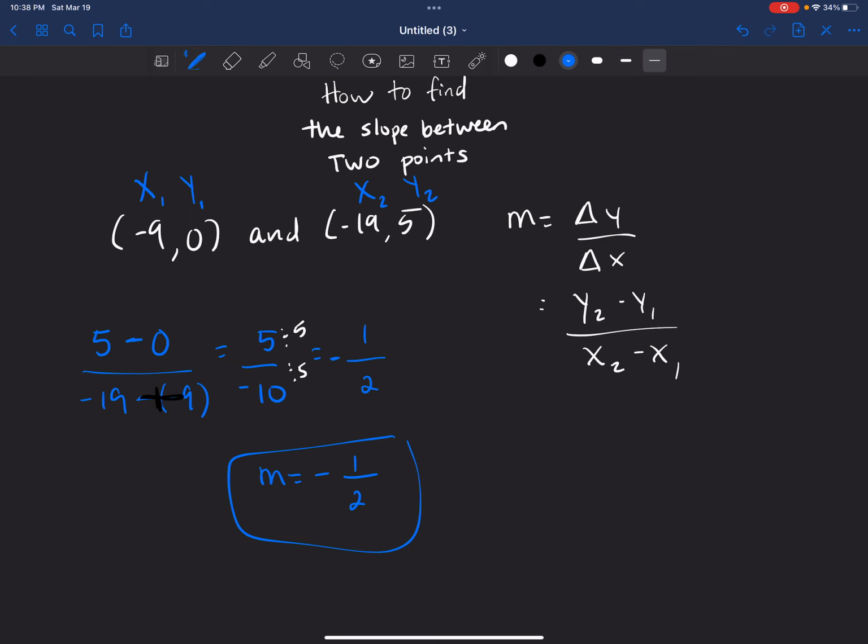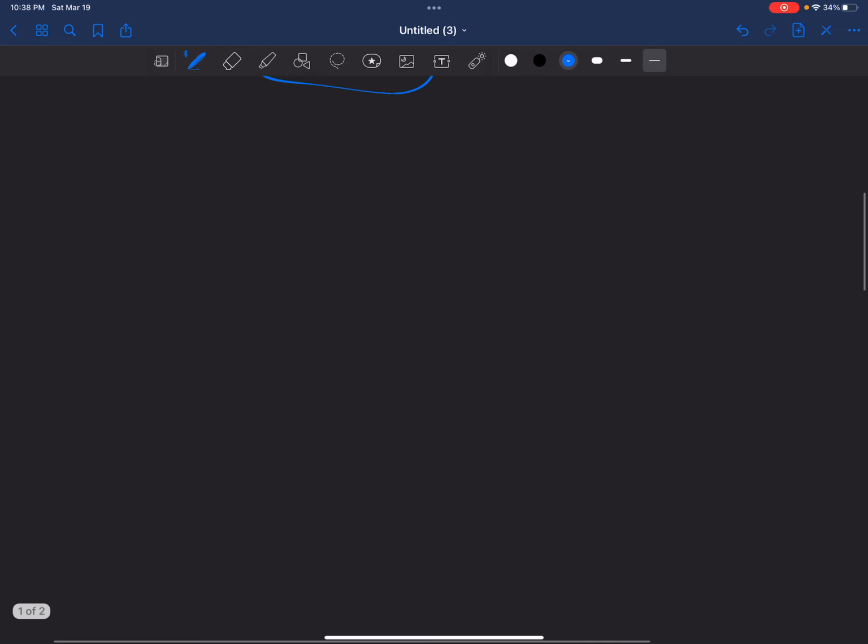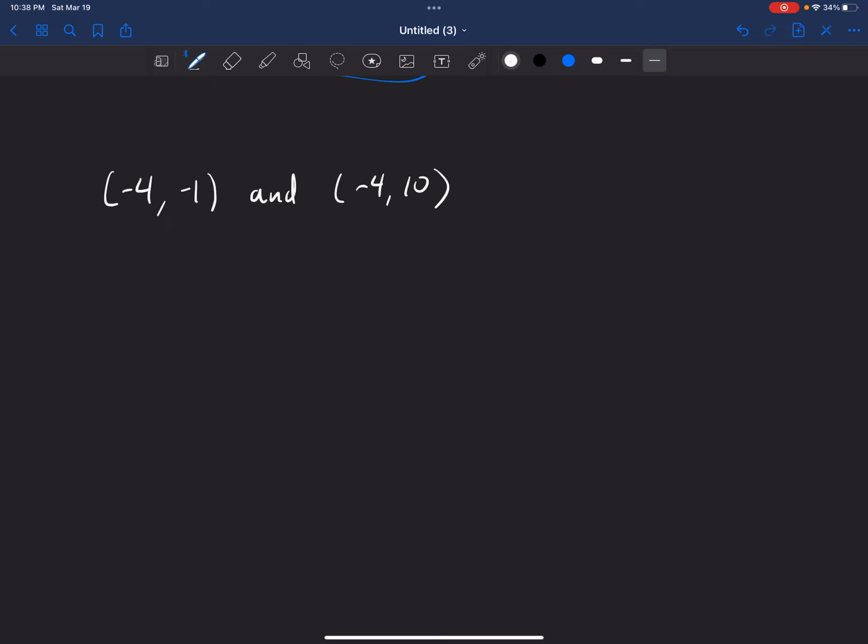Okay? All right. Let's do another one. We have (-4, -1) and (-4, 10). And I'm going to go ahead and rewrite that formula again. Our slope formula is m is equal to y2 minus y1 over x2 minus x1. And then let's go ahead and start labeling this. This is going to be x1, y1, x2, y2. Be consistent. And then once I'm done labeling, I'm going to go ahead and just plug it in.